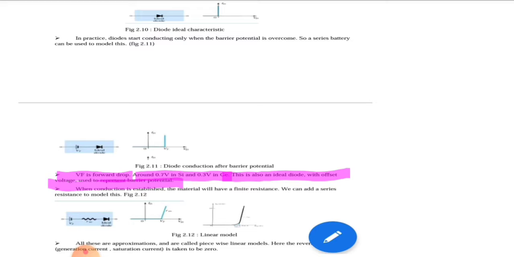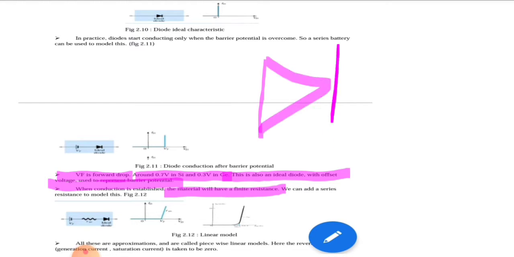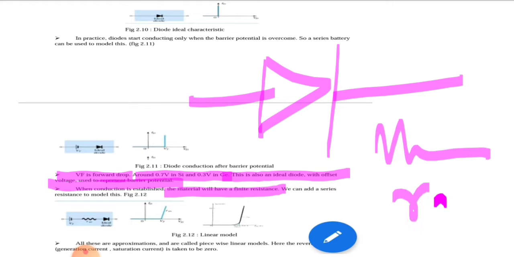Now one more modeling of a diode can be told here. When the conduction is established, the material will have a finite resistance. The diode will have a finite internal resistance. AC resistance will be present, or RAC, we will name it normally. We can add a series resistance to this model.